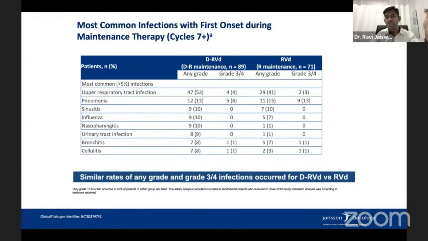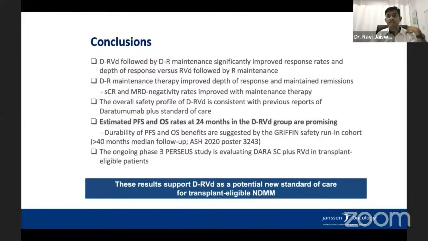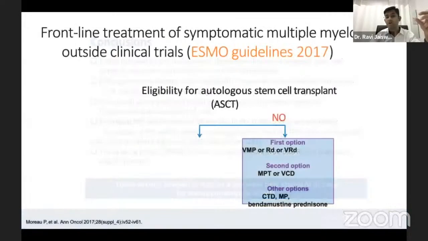Approximately 40-50% of patients had infections, particularly upper respiratory tract infections were common. The conclusion of this study was that when you use a 4-drug combination followed by dual maintenance, it improved your responses and the depth of your responses. Your PFS is higher. However, we still don't have overall survival data. Though it looks promising, we don't have overall survival data to say that it should be a standard of care.